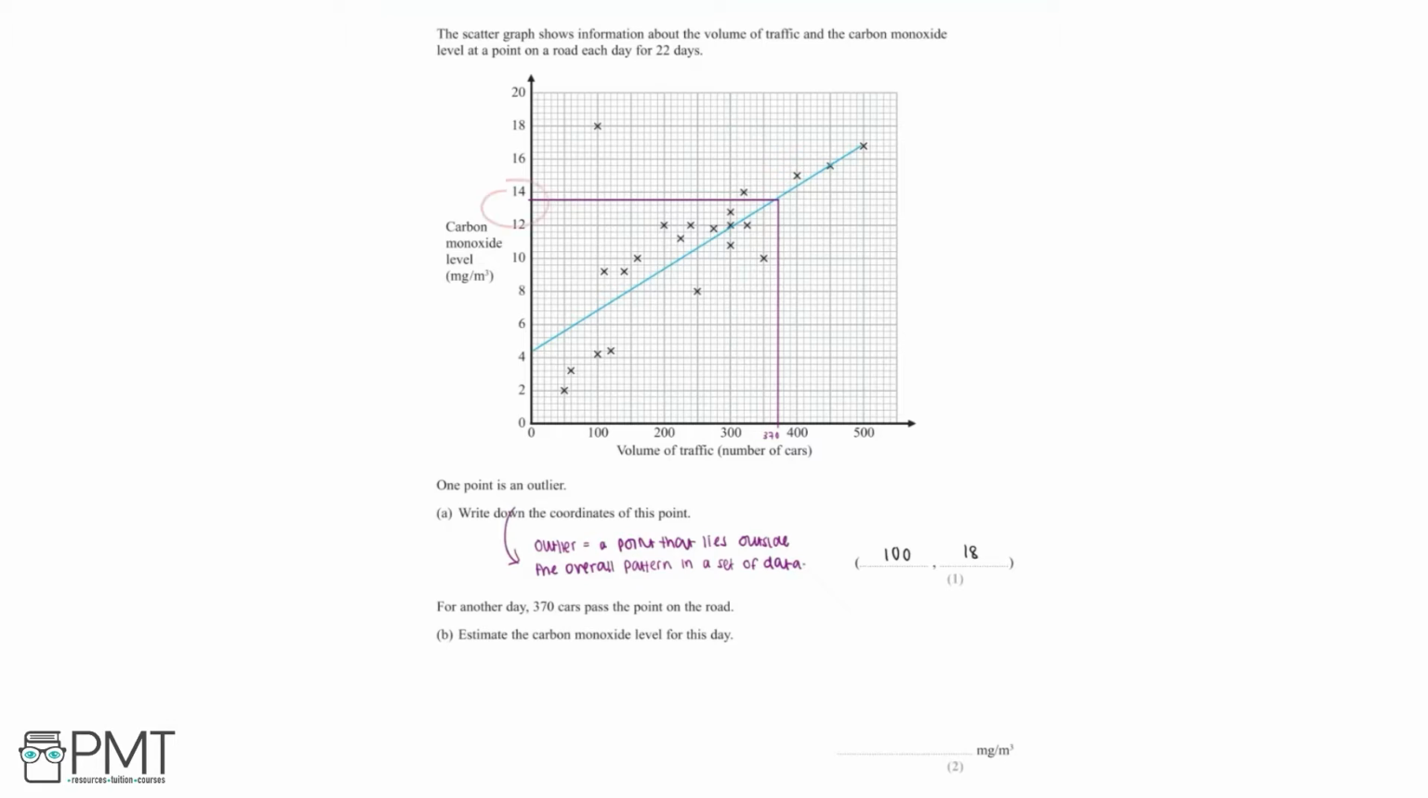And so reading off from our graph, we can see that the purple horizontal line crosses the y-axis at the point at which the carbon monoxide level is equal to 13.6. And so our estimation for the carbon monoxide level for the day at which 370 cars pass the point on the road is equal to 13.6 milligrams per meters cubed.